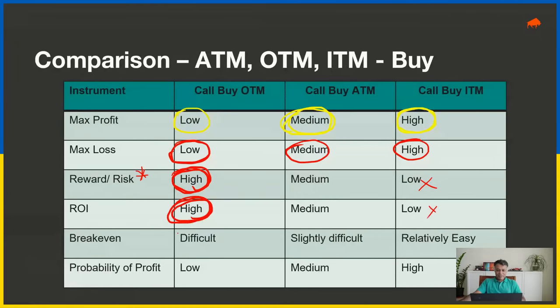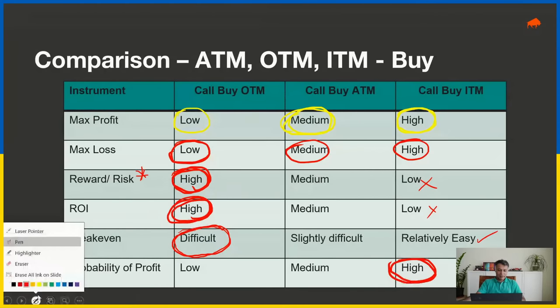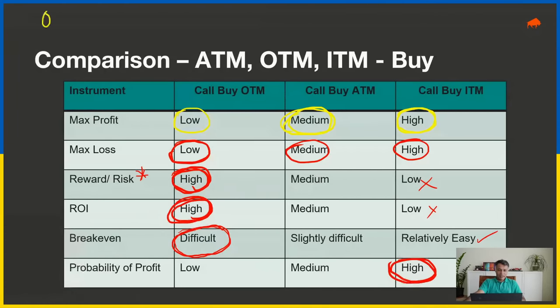Breaking even is difficult for OTM because why? Far away, right? And relatively easy for ITM. Obviously, the probability of profit is high here. So basically, right, OTM is something you play for spectacular moves. OTM equals spectacular move and big RR.